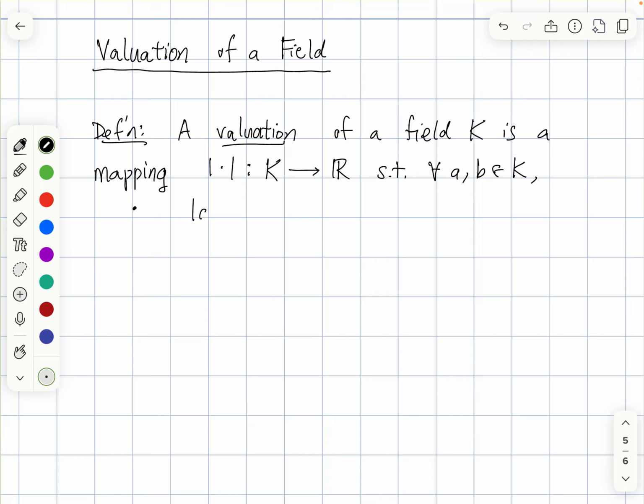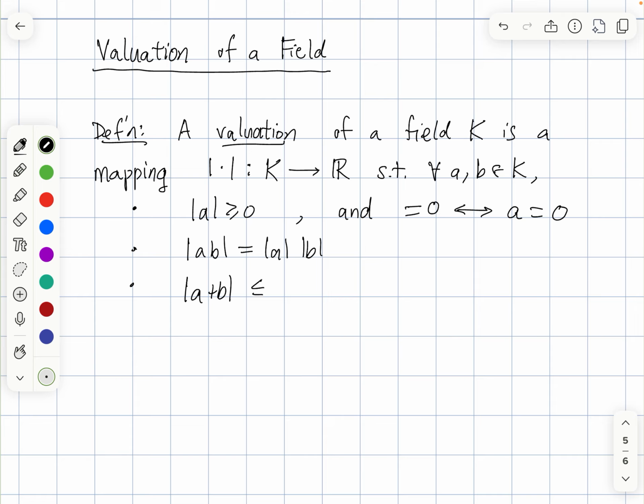First, the absolute value, or the valuation of A, is greater than or equal to 0 for all A, and this is equal to 0 if and only if A is equal to 0. The second one is that the valuation of a product is equal to the product of the valuations. And the third is the triangle inequality, that the valuation of a sum is less than or equal to the sum of the valuations.